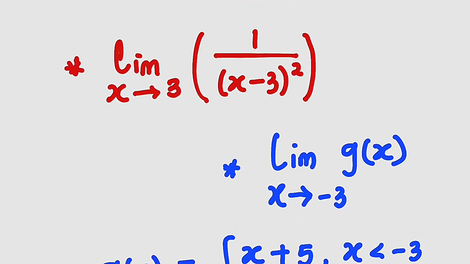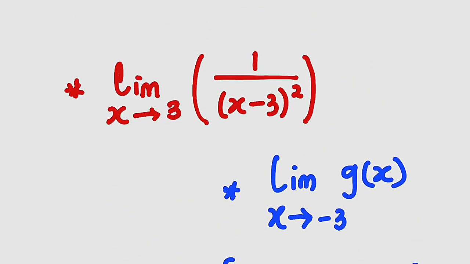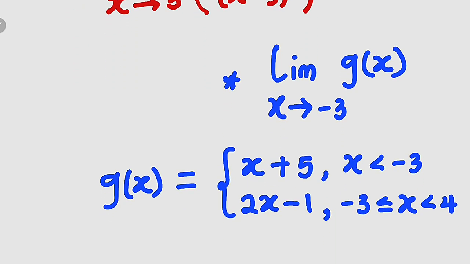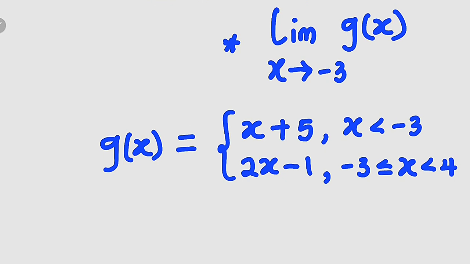You can see them right here. The first one, we are asked to evaluate the limit of the function 1 divided by (x minus 3) all squared as the value of x approaches 3. While the second one is a piecewise function, we are given a function g of x and we are asked to evaluate the limit as x approaches negative 3. And you can see the function here. It is x plus 5 when x is less than negative 3, and it is 2x minus 1 when x is between negative 3 to 4, excluding 4. All right, let's get started.